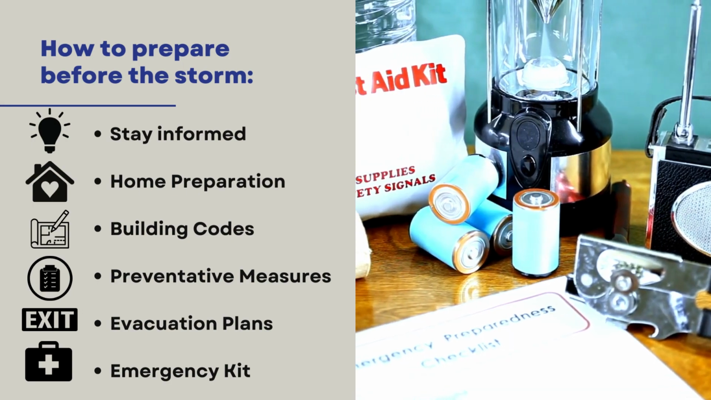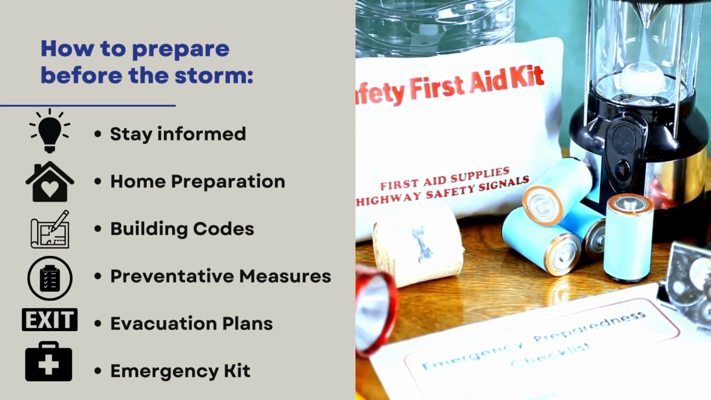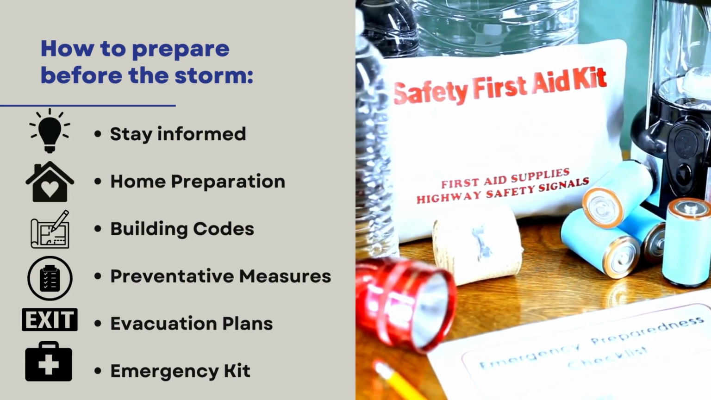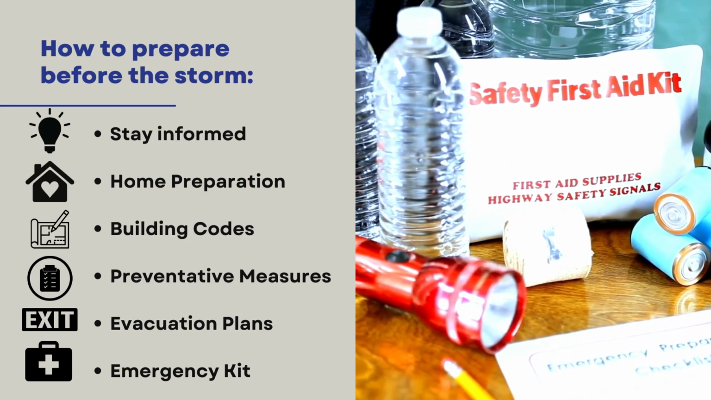Emergency kit. Prepare an emergency kit with essential supplies like flashlights, batteries, non-perishable food, bottled water, a first aid kit, and a battery-powered radio in case of power outages.